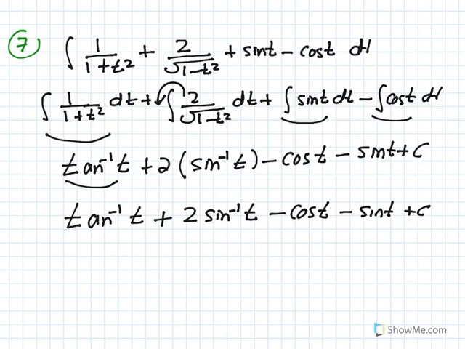So a couple of things we have to memorize. Antiderivative of 1 over 1 plus t squared dt is arctan t, tan inverse t.